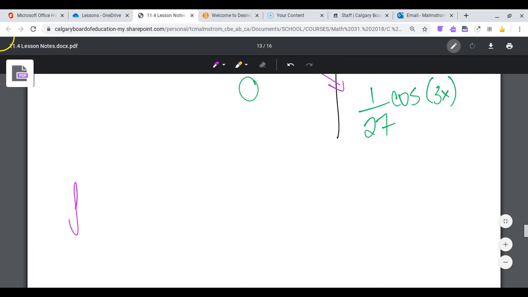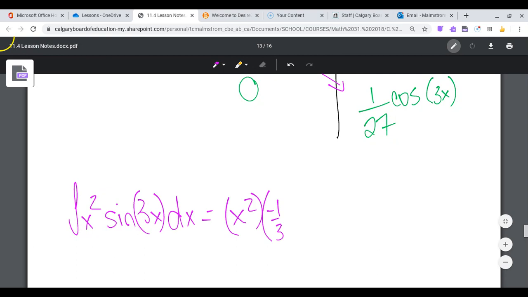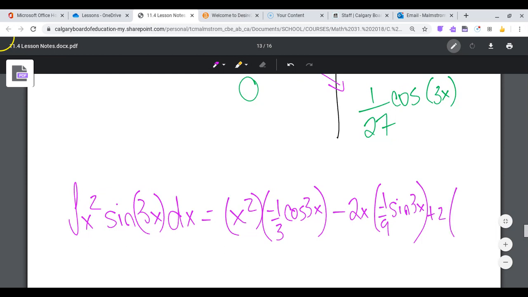So we are doing the integral of x squared sine 3x dx is equal to a positive x squared being multiplied to negative 1/3 cos 3x, and then we have a minus 2x being multiplied to negative 1/9 sine 3x. And then we have a positive 2 being multiplied to, I'm going to run out of room, 1/27 cos 3x plus c. And then you just tidy up your answer.